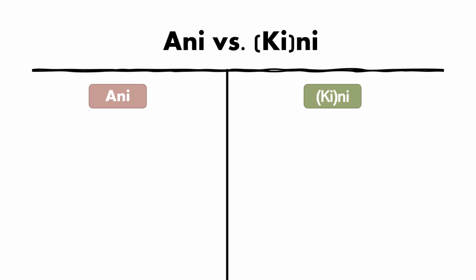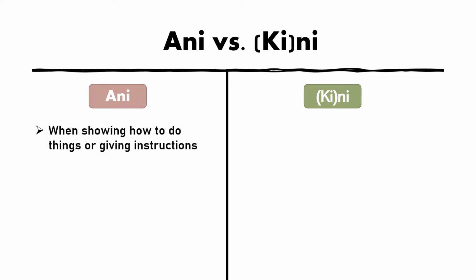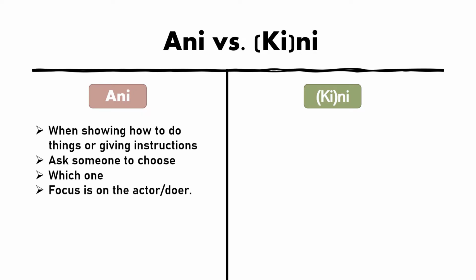Now, for ani, we use ani when showing how to do things or giving instructions. Also, we use ani if someone asks us to choose. It's basically which one, okay? So also, we will use ani if the focus is on the actor or the doer.